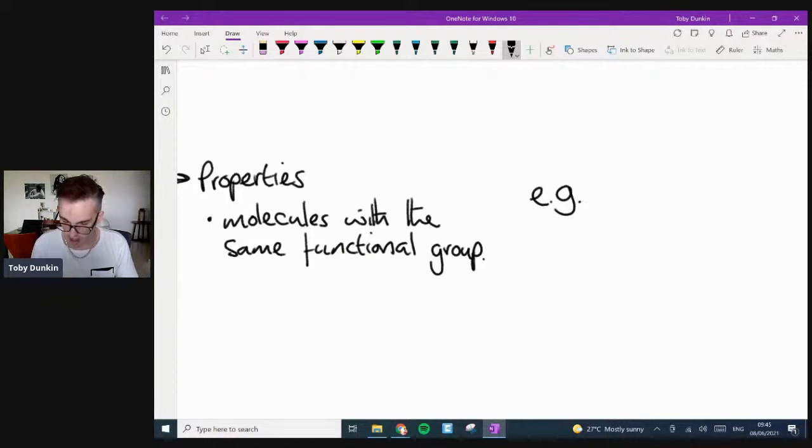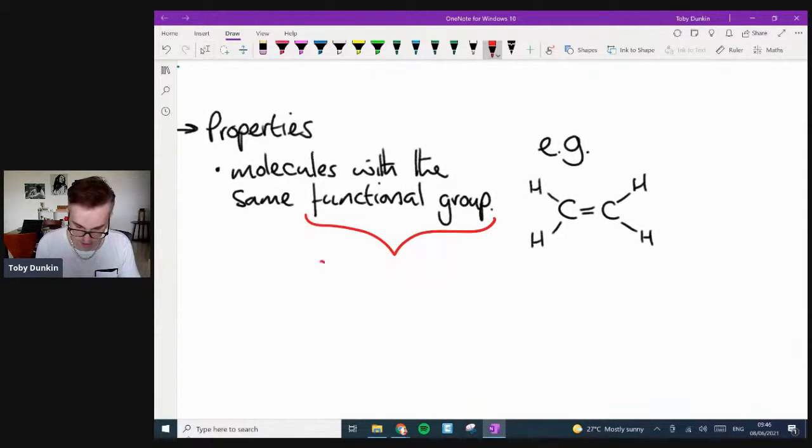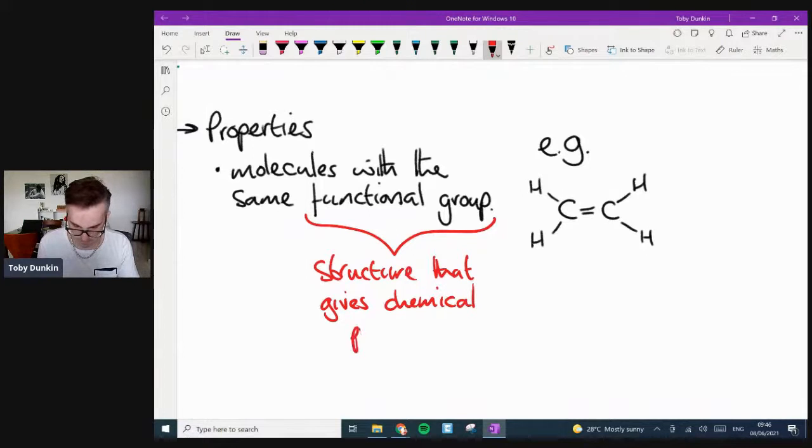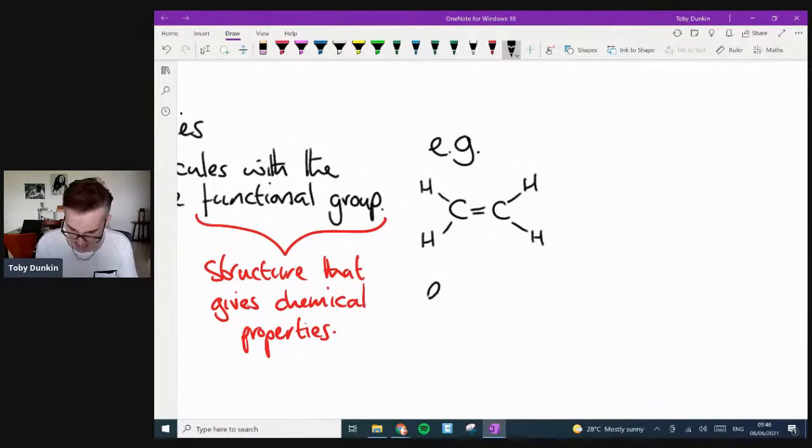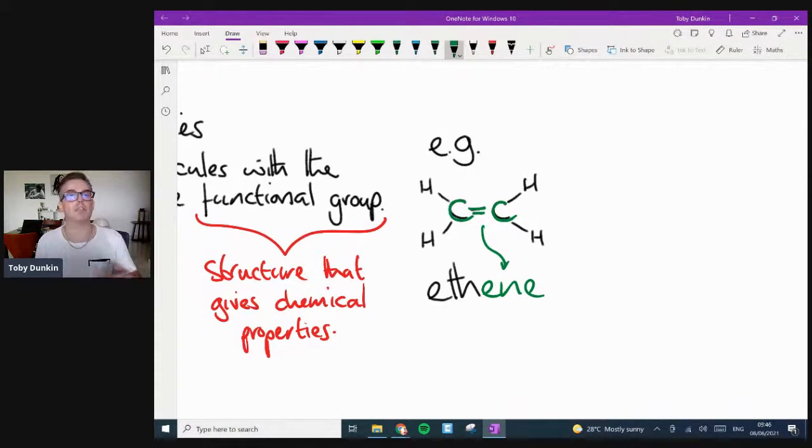For example, I could have ethene. This is an alkene. And I will highlight the functional group. The word functional group means structure that gives chemical properties. So in this case, I have got ethene. This is eth, and I'm going to change my color, ethene. And the point of this is that this is the bit that means it's an alkene. It has a carbon-carbon double bond.